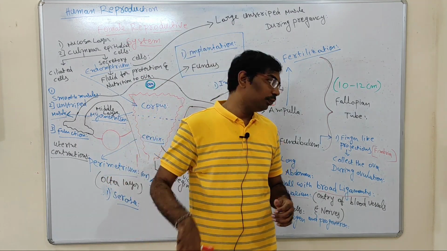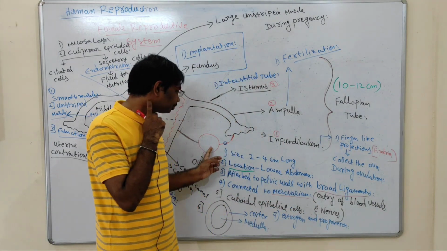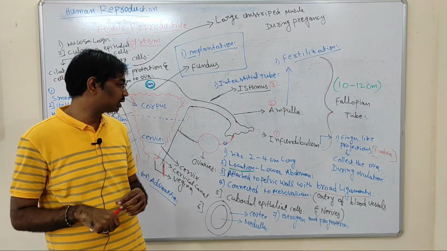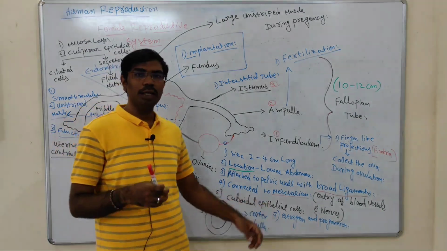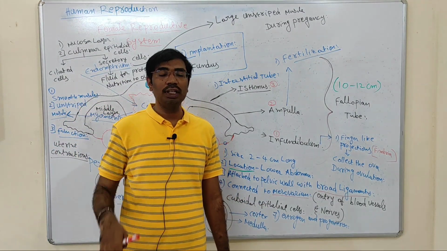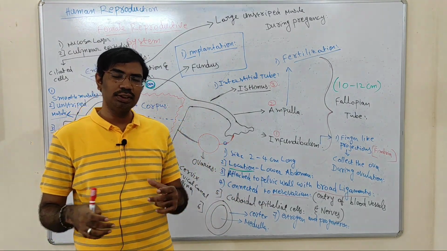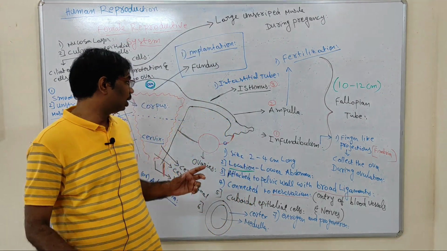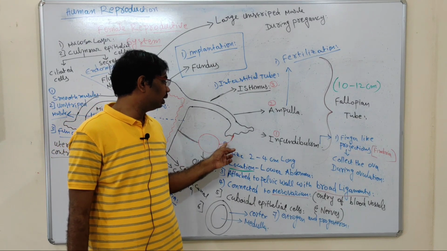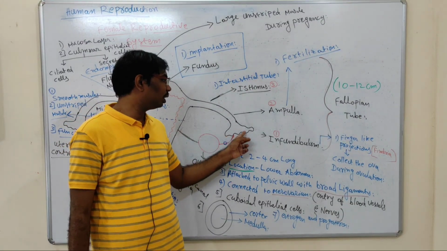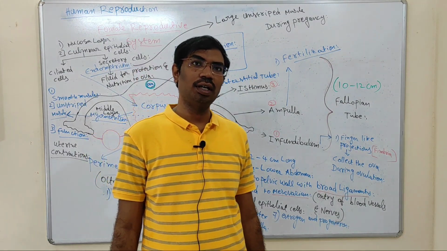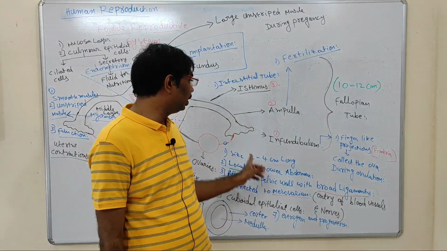If you see the ovary structure, the ovary contains a special kind of cells called cuboidal epithelial cells. Then the ovary is divided into two parts: the peripheral part is called the cortex and the middle part is called the medulla. After that, the ovary releases the ova, and the ova will enter into the infundibulum.